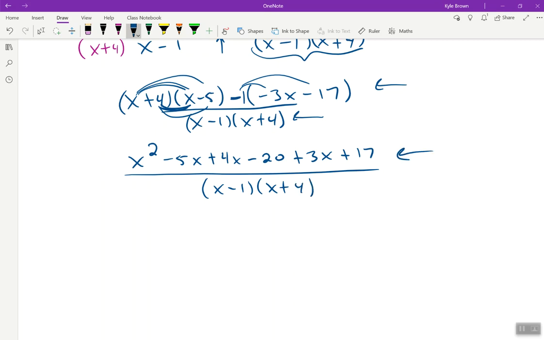Okay, next step, we're going to clean this up. We're going to just collect all of our like terms. So we've got x squared, and then right there, right, we've got negative 5x plus 4, that's negative 1, plus 3x, that's 2x. So positive 2x, right? That was just adding up the negative 5, the 4, and the 3 for the x's there, right? Okay, and now for my constant term here, we've got negative 20 and 17. So that's going to end up giving me negative 3 over x minus 1, x plus 4.